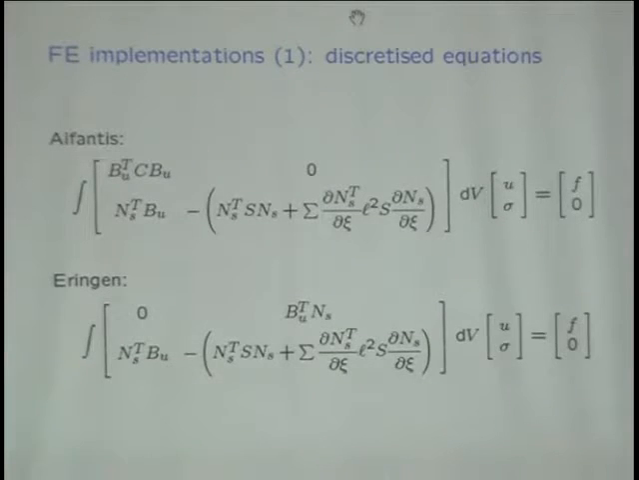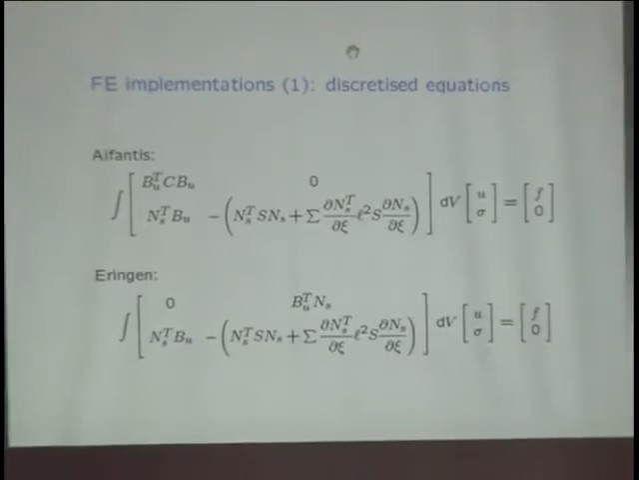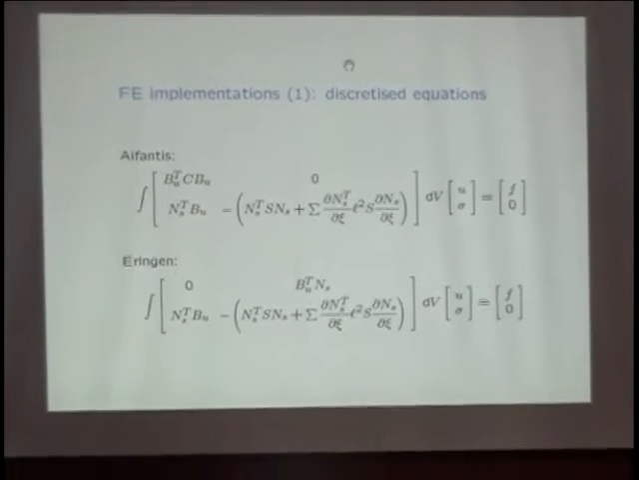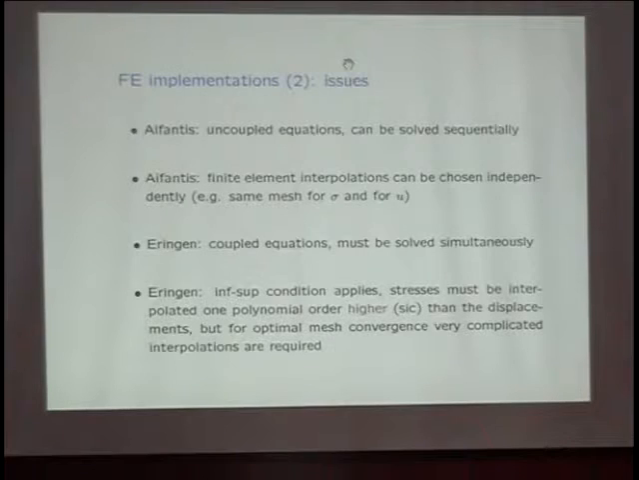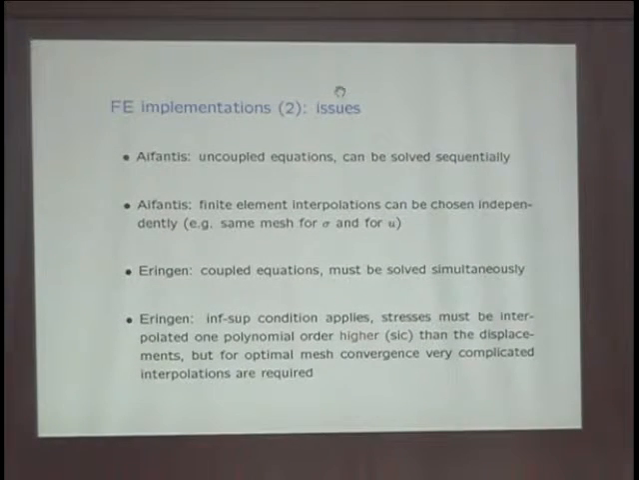And it also shows that the Lagrange multiplier is u, not sigma, which took me 6 months to get used to. But I got it. Okay, a couple of comments. I've already said that the Aifantis model you can actually solve sequentially. So that is easy. It also means, and that's probably even neater, that you can choose the two discretizations the way you want.